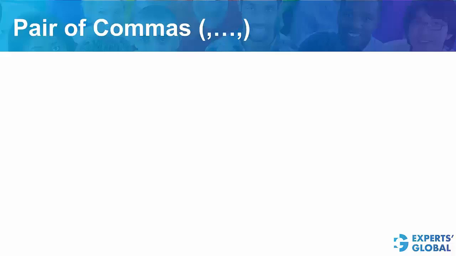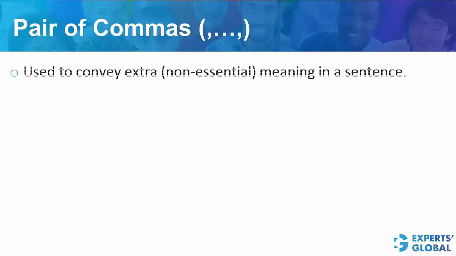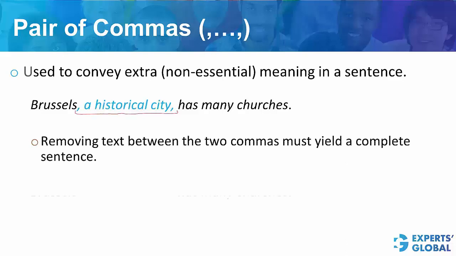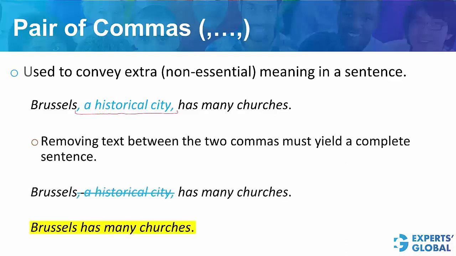Let's understand the usage of a pair of commas. A pair of commas is generally used to convey extra, non-essential meaning in a sentence. Look at this sentence. The stuff that you have between two commas here is extra information. If you remove this, we get Brussels has many churches. The core meaning is intact.